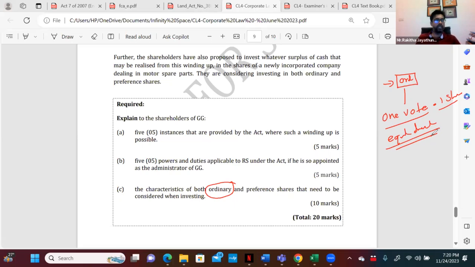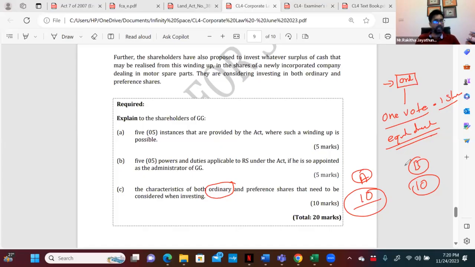The ordinary shareholders can participate equally in dividends. If I have 10 ordinary shares, A has 10 ordinary shares, B also has 10 ordinary shares, both of them should get the same dividend amount. For each ordinary share, they allocate a particular dividend amount, or it can even be a percentage that must be given to each ordinary shareholder. So they can participate equally in dividends.